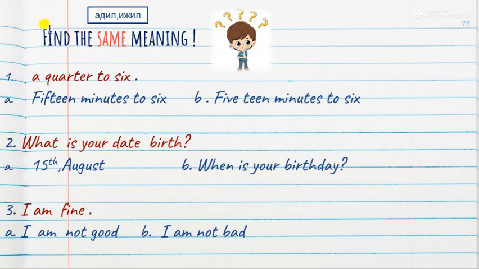Let's do practice. Find the same meaning, A or B. First one, a quarter to six. Exactly A, because B is not, we can say 15. Second one, what is your date of birth? A or B? The meaning is the same as B. Of course, when is your birthday? Not 15th August.